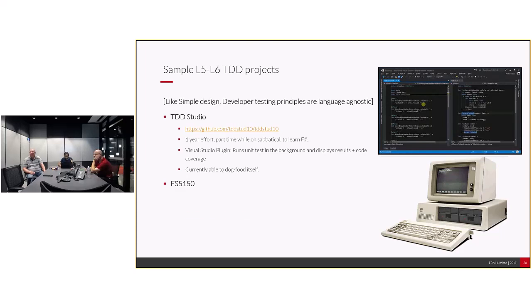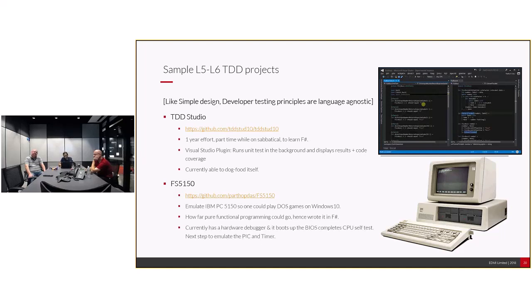Another example is FS5150. This is an emulator for, I don't know how many people remember this, these machines, right? It emulates the CPU, it emulates the peripherals. Well, it's supposed to emulate the peripherals, but right now all it does is emulate the CPU and the instruction set. And this was a test to see how far FP can go. Now it currently has a hardware debugger. It boots up from the BIOS, completes the CPU self-test, and the next step is to emulate the PIC, the programmable controller, as well as the timer. Both of these are done in L5 to L6.